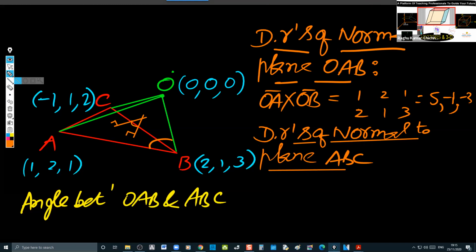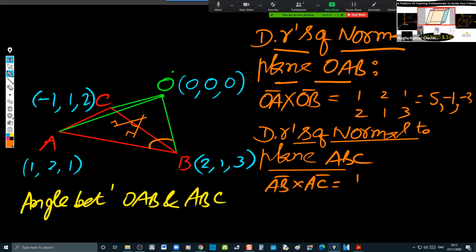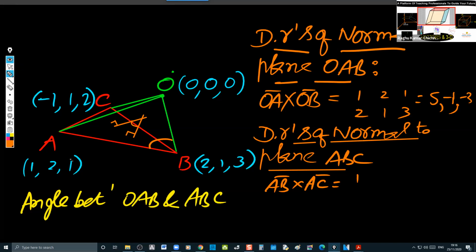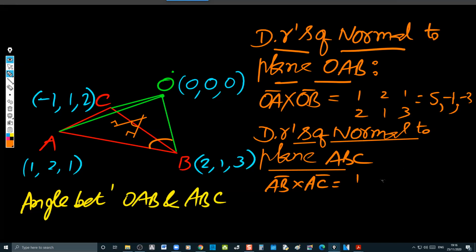AB bar cross AC bar. What is AB bar, please? OB minus OA. 2 minus 1, 1. And OB bar minus OA bar: 2 minus 0, 2 minus 2 plus 1. This is 2 minus 1. Okay, 1 minus 2, minus 2. Minus 1. And 3 minus 1.